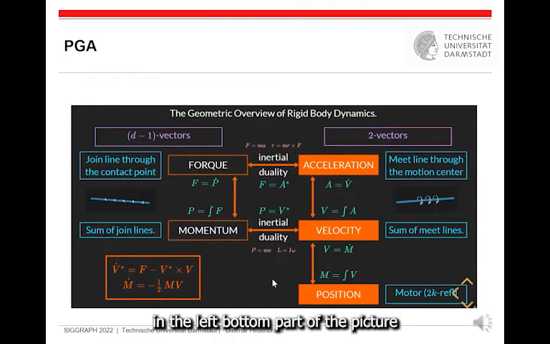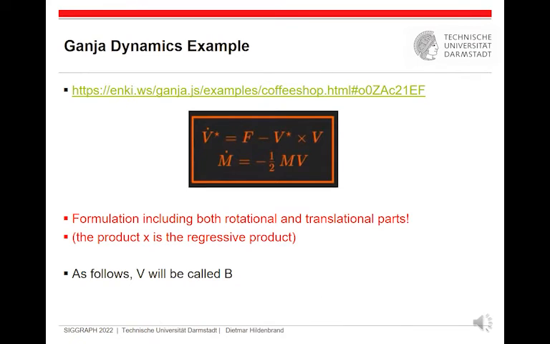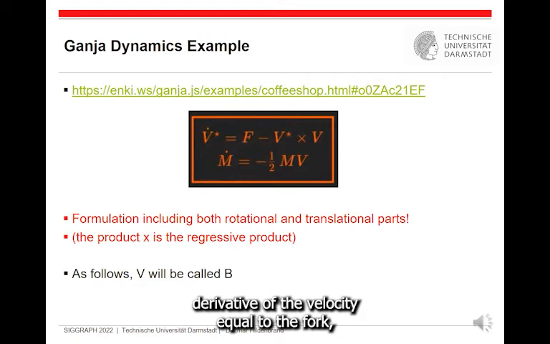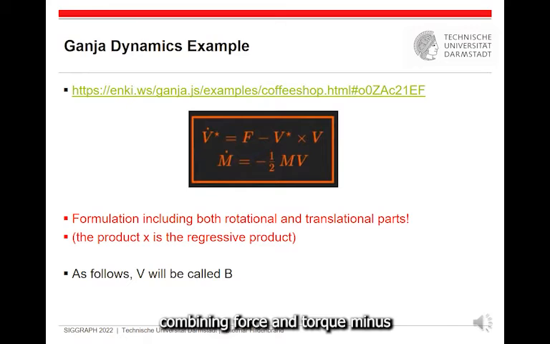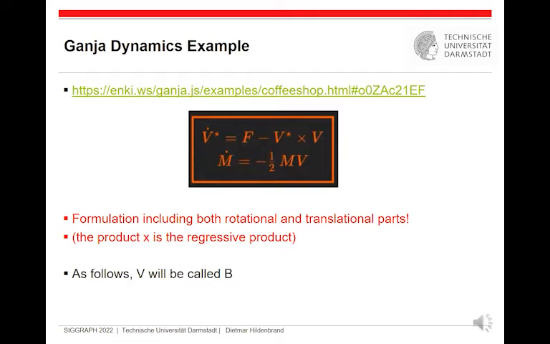rotational and translational velocity combined in one expression. And in the left bottom part of the picture, you see the differential equation, which we use in our example as follows. So this is the core formula for dealing with dynamics in PGA. It reads: the dual of the time derivative of the velocity equals the wrench, combining force and torque, minus the regressive product of the dual velocity and the velocity, and the time derivative of the motor for the transformation of rigid body motion equals minus half motor times velocity.